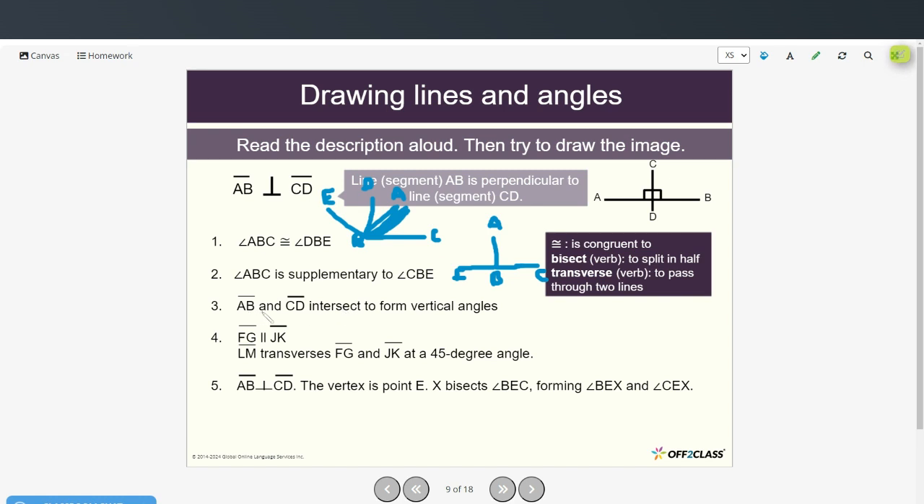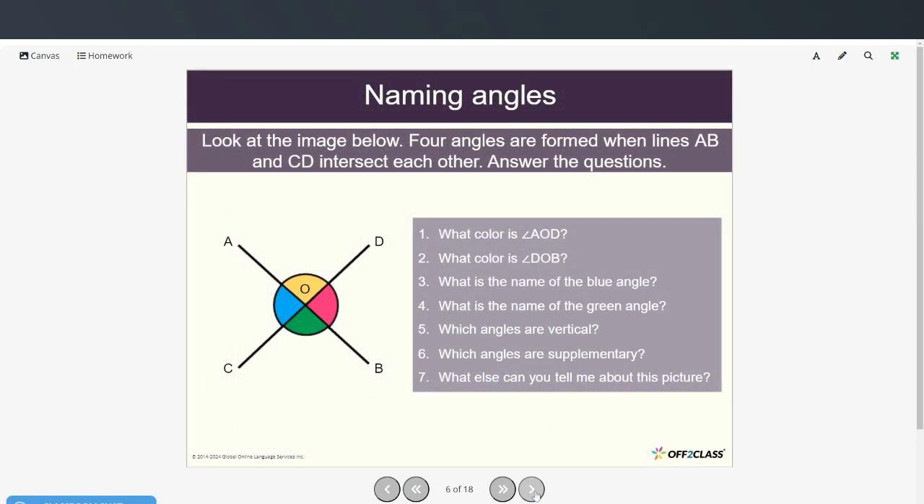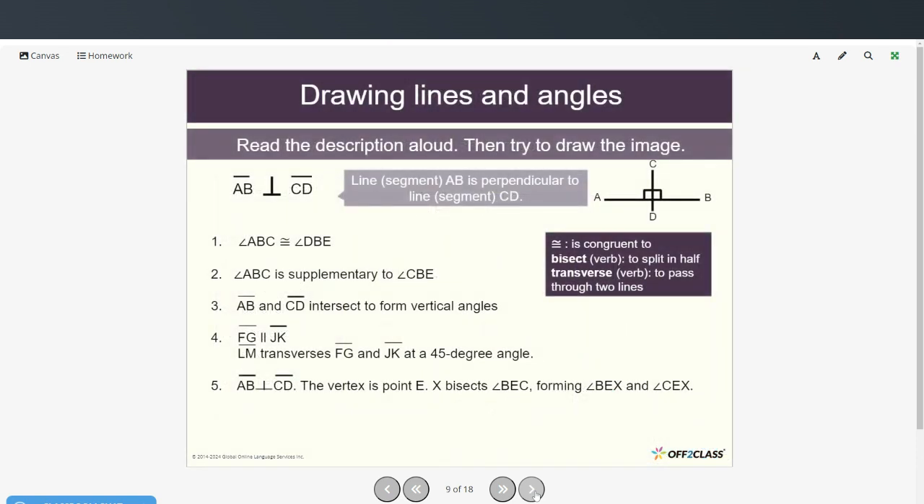Line segment AB and line segment CD intersect to form vertical angles. So it would be something like this. A here, B here, C here, and D here. So you have the two angles that are vertical. It's getting a little messy there, so I need to erase.